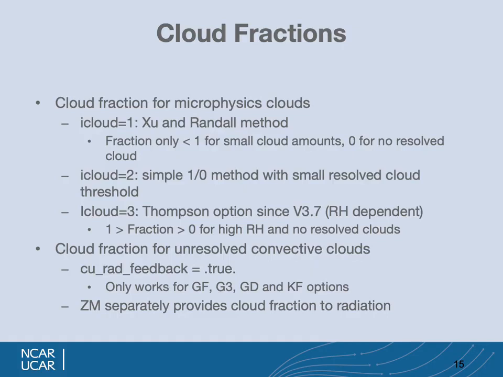Cloud 2 is the simplest option, which is either 1 or 0 based on whether there's a small amount of cloud in the grid cell or not. So that doesn't have a fraction. Cloud 3 is a Thompson option, which can have a cloud fraction even when there are no resolved clouds. It's based on the relative humidity. So the fraction is between 1 and 0 and can be non-zero when there's no resolved clouds. It's the only option that does that.